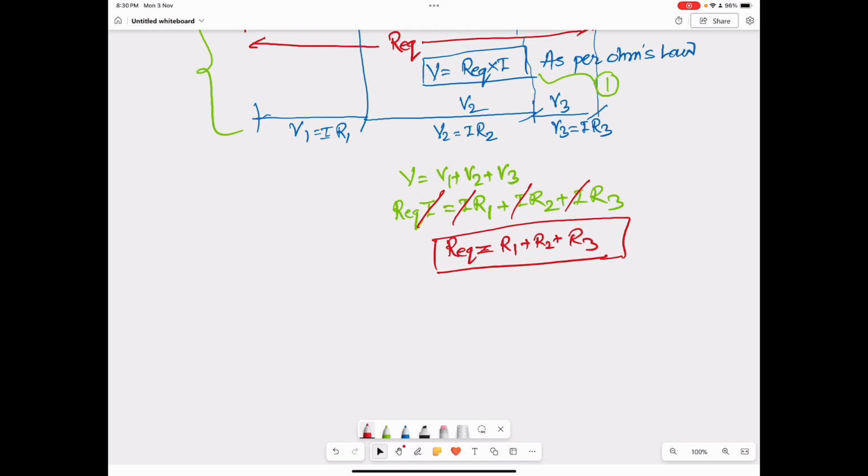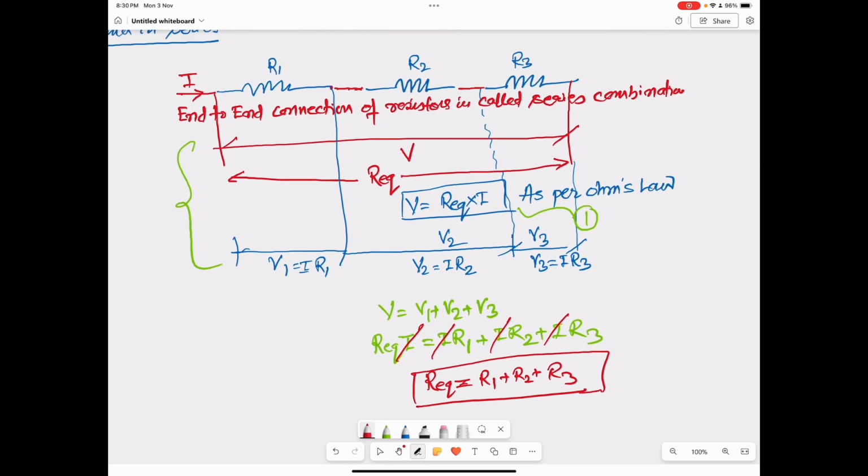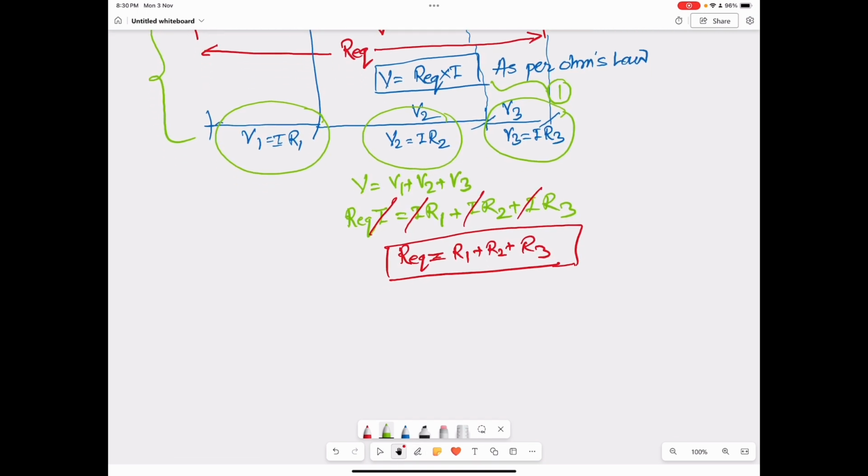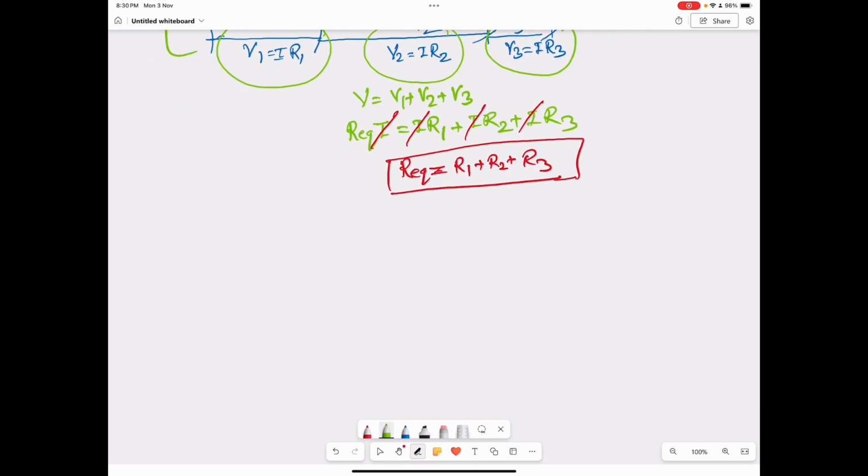The point to remember is the current is same. The current is same across all the resistors, which is I, and the voltage is different across all the resistors. This is important to understand.